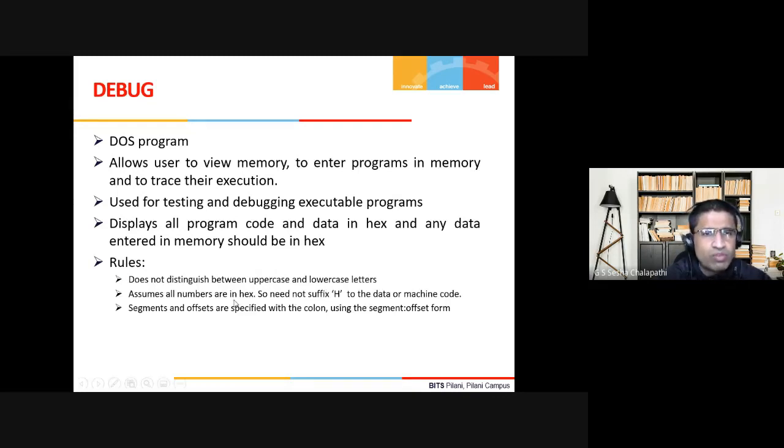By default, you do not need to put the H suffix, because all the numbers are assumed to be hexadecimal in debug. In debug, I'm not talking about normal use. When you're writing your programs, or writing your answers in your exam or anywhere else, if you do not mention H, it will be assumed as decimal. For example, if I say MOV AL, 25, by default this means a decimal number.